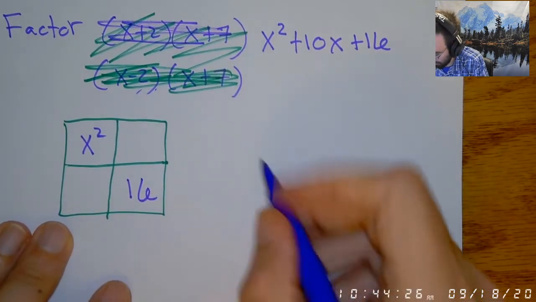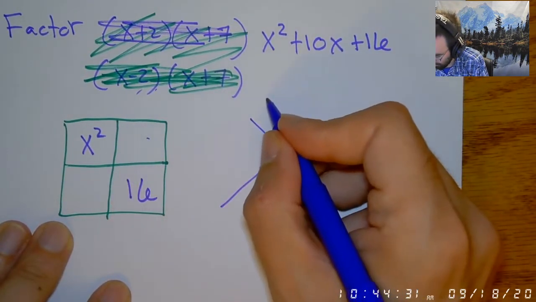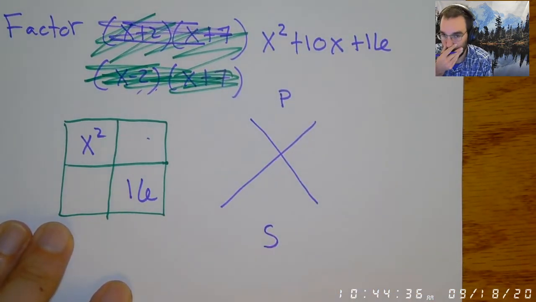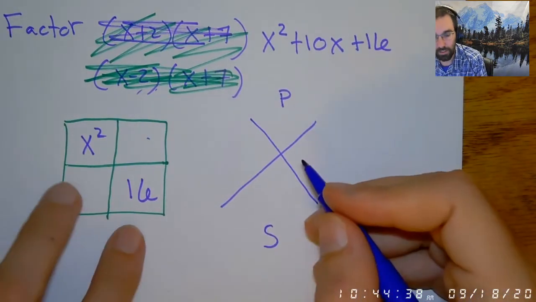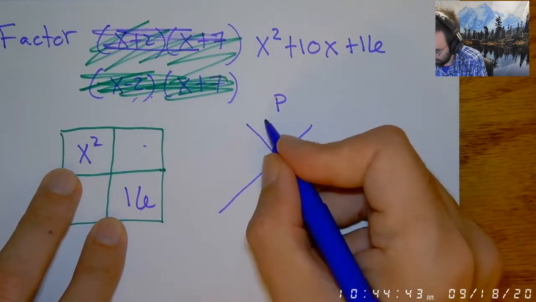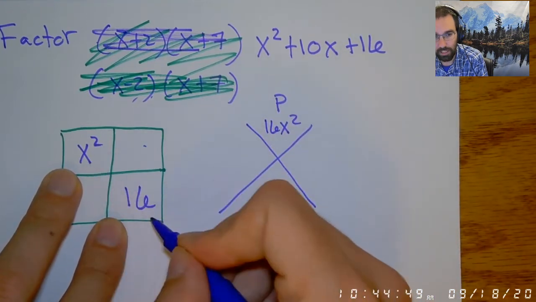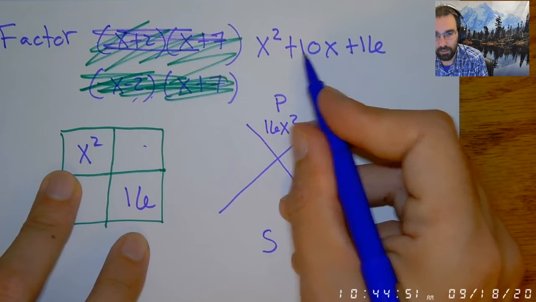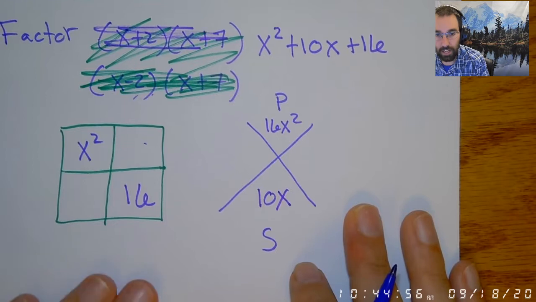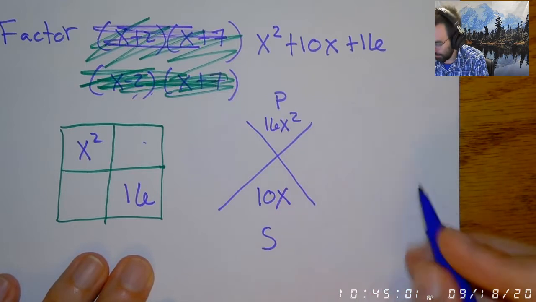And then I'm going to play a mini game to find these two. I'm going to have my product, which I call P, and my sum, which I call S. To get my product, I'm going to take these two numbers and multiply them. So I get 16x squared. And that makes sense. Product, I'm going to multiply. For my sum, I'm going to take my linear term. Okay? So now I have this mini game here. I'm looking for what multiplies to get 16 and adds to 10.